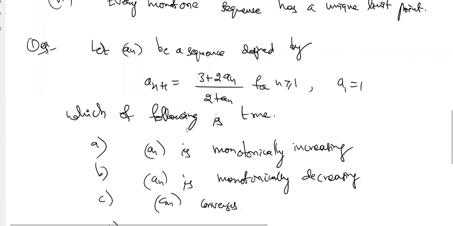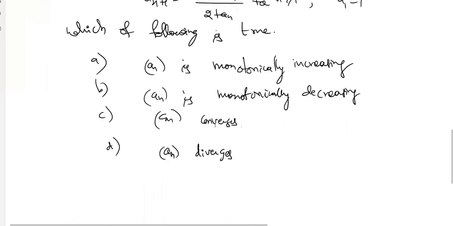Right? So this is my sequence, which is given by the recursive relation a_{n+1} = (3 + 2a_n)/(2 + a_n), where a_1 is equal to 1. So what you observe is that, try to use the definition of a monotone sequence. What is meant by monotone increasing? Just recall the definition.